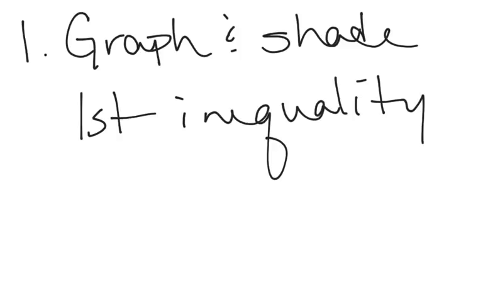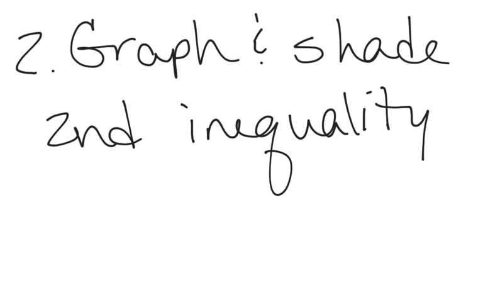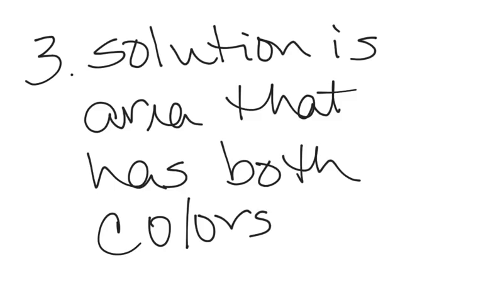On your notes for step 1, to solve a system of inequalities, step 1 is you are going to graph and shade your first inequality. Step 2 is you're going to graph and shade your second inequality. Step 3, once you have them both graphed and shaded, your solution is the area that has both colors.